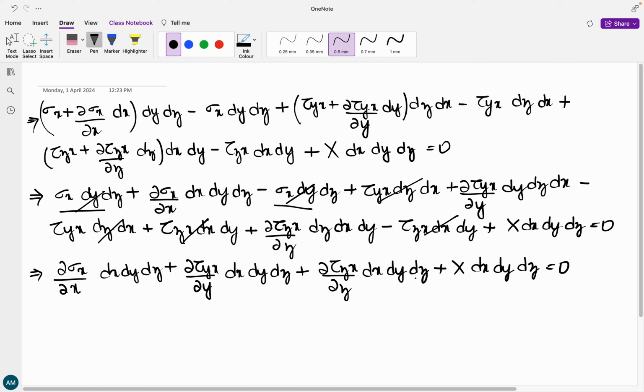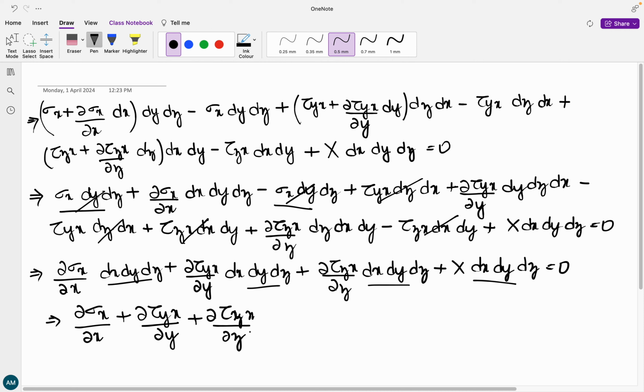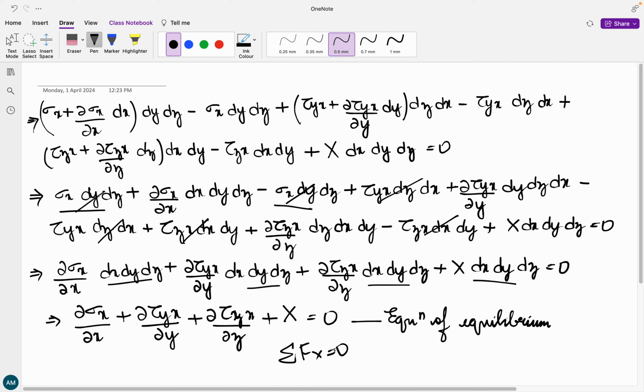Now I am going to divide the equation by dx dy dz. I'll be left with dou sigma x by dou x plus dou tau yx by dou y plus dou tau zx by dou z plus capital X equals 0. This is the equation of equilibrium. Yes, we have arrived at the equation of equilibrium by considering summation Fx equals 0.